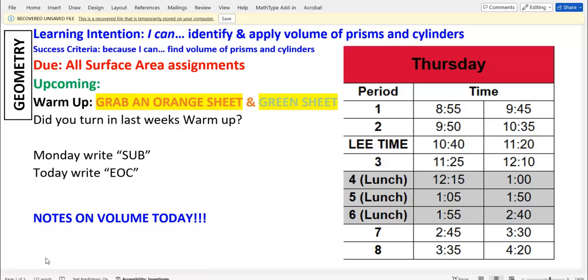If you need a warm up, I do have a blue bin. I brought it with me. It's right there in that corner over here. If you need a warm-up sheet, get it, because you need to write yesterday, sub, today, EOC. So we're not doing a warm-up. We're going to do some quick notes so I can give you the assignment.